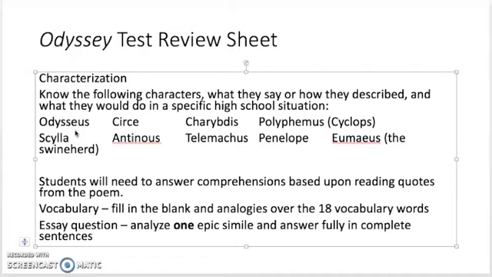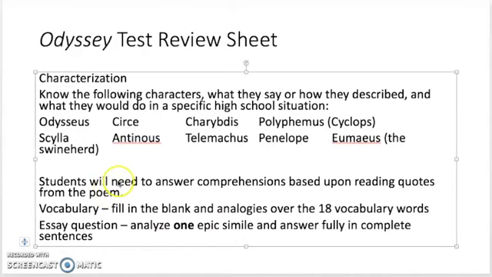These are all analogous to situations in the text. So if I put Penelope in a situation, or Circe, Scylla, Charybdis in a situation in the high school, what they would do is going to be reflected upon by what they've done in the text, how they've reacted to a similar situation. So you've got to look for those analogies, those analogous situations in answering those questions.